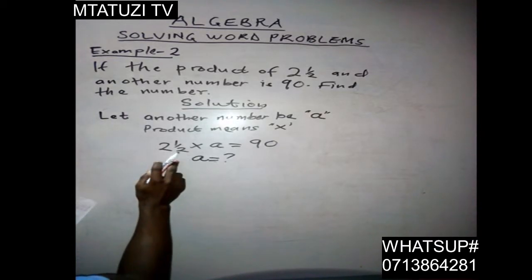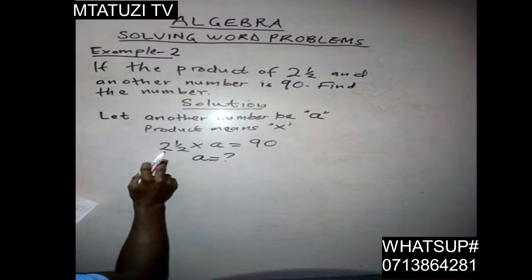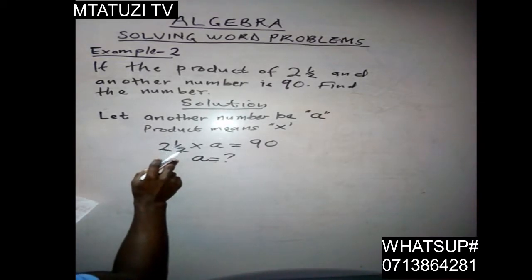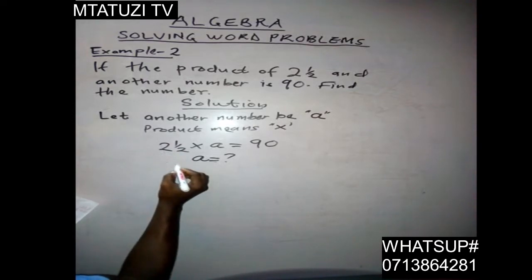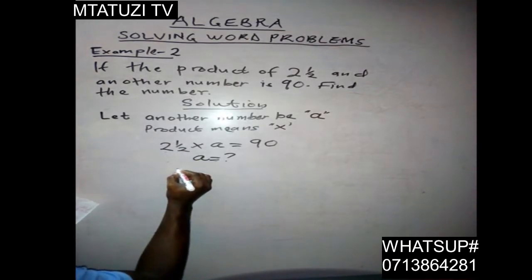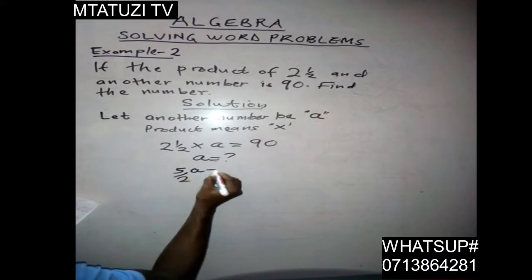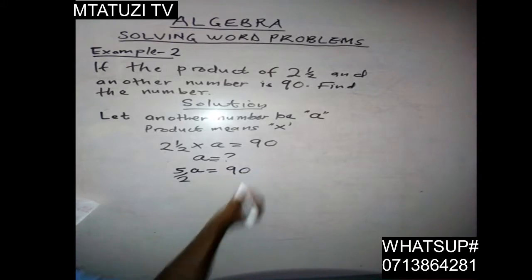So we take 2 times 2, how much? Because we change the mixed fraction into an improper fraction. 2 times 2 you get how much? 4. 4 plus 1 you get 5. So 5 over 2 times A, 5 over 2 A is equal to what? 90.